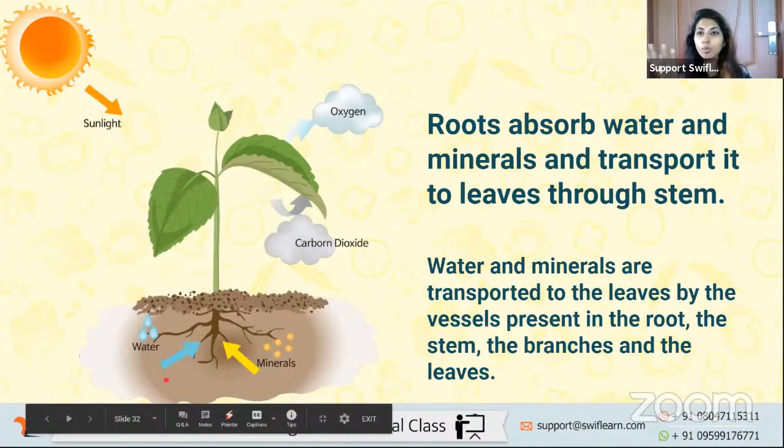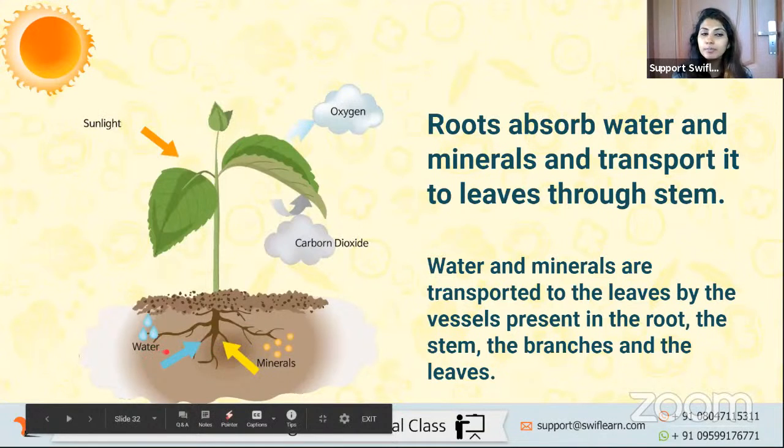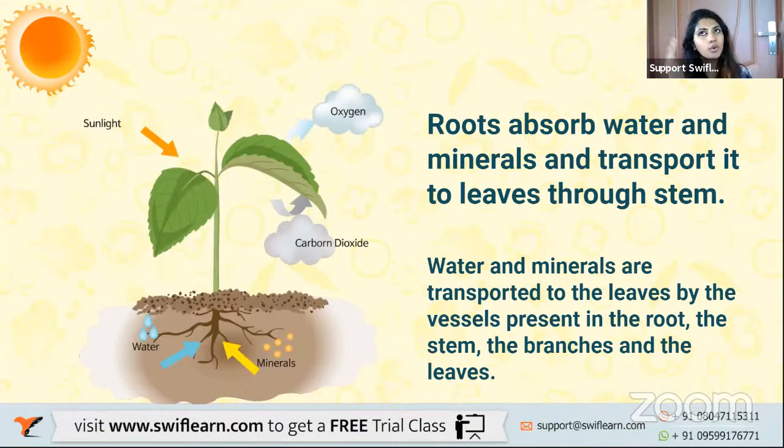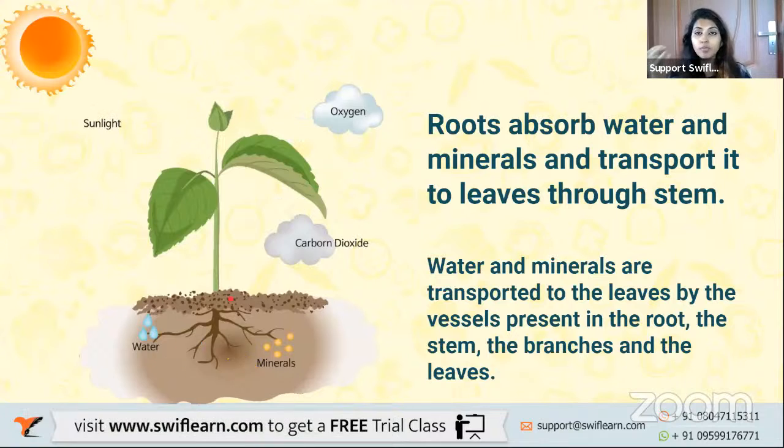So we need to water a plant daily in order to get the plant growing, or to have the plants make the nutrition. When we are watering the plants, water also has some minerals. Also, some of the minerals are present in the soil. So the root has the capability to take water and minerals. So now it will go on. The root will absorb water and minerals and transport it to the leaves through the stem.